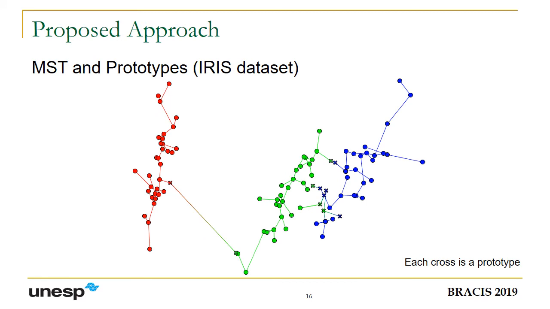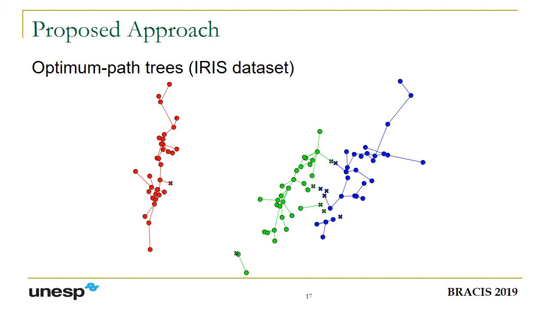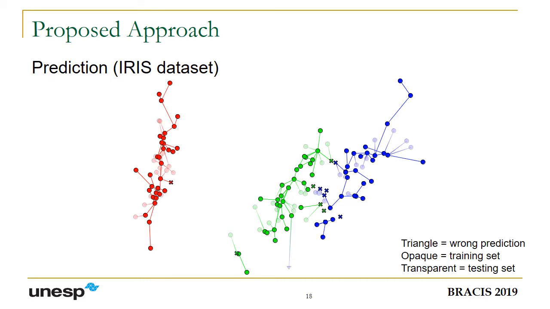Here a detailed inspection of this process, the MST and prototypes, the optimum-path trees, and here the prediction. As I told you, the triangles here represent the wrong prediction. We can note a blue triangle here at below the figure that is connected to the green tree. That's a misclassification. And we can note the correct prediction of almost all instances that were connected to the right tree.